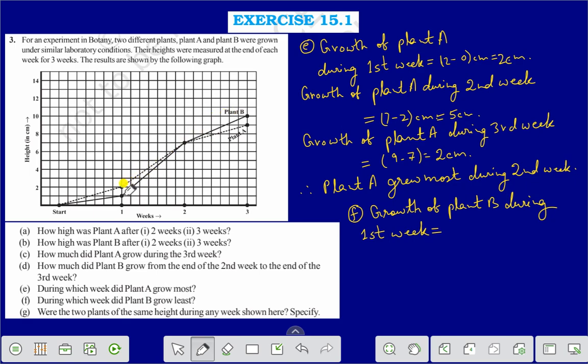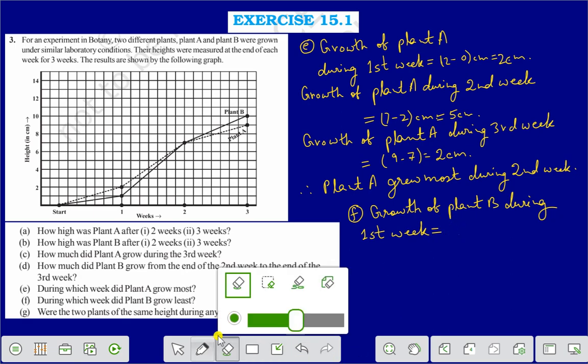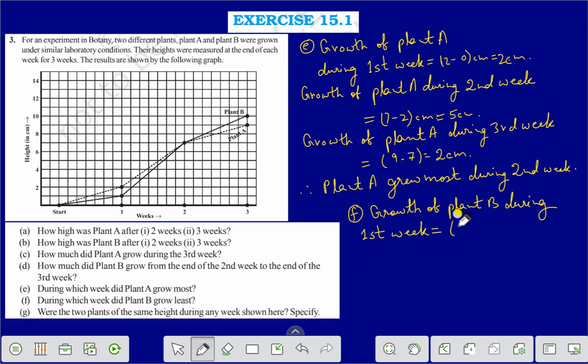This is plant A, this is plant B, this one. That is 1 minus 0 cm. We are getting 1 minus 0 cm, that is equal to 1 cm.